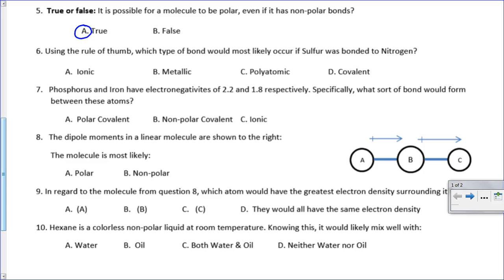Okay, it says using the rule of thumb, which type of bond would most likely occur between sulfur and nitrogen? Those are both nonmetals, all right, which means that a covalent bond would occur.